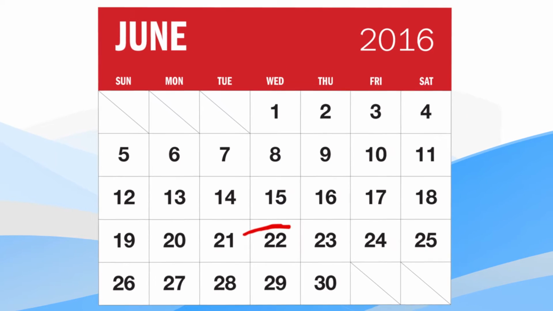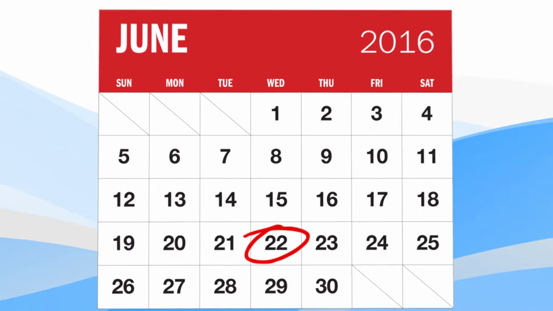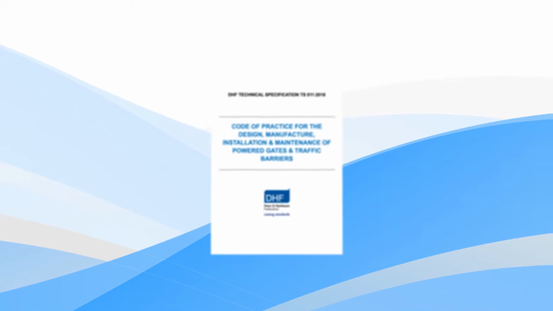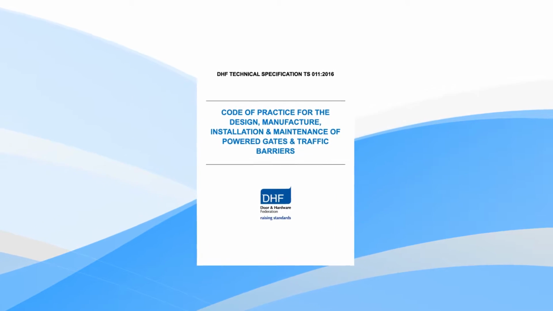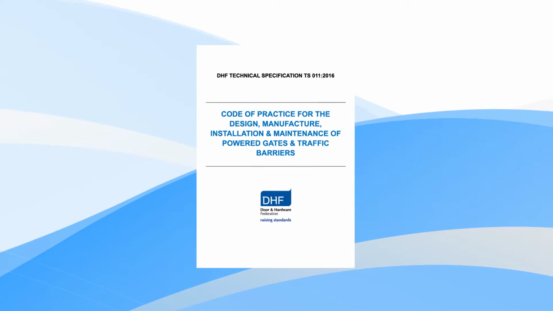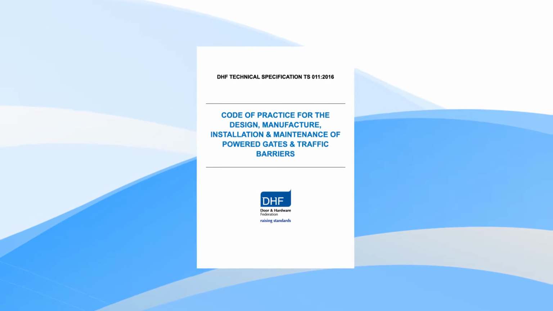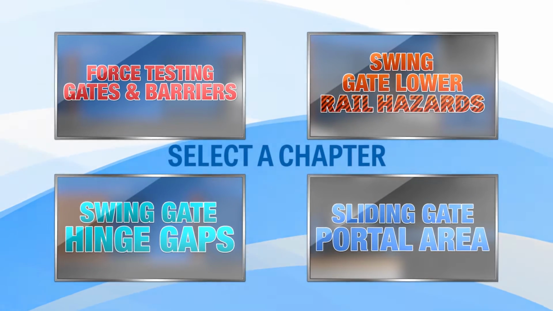As of the 22nd of June 2016, the Door and Hardware Federation, the trade body that represents the UK gate and door industry, has released a new code of practice, DHF TS 011 2016. Several key elements of this code of practice have been designed to demystify complex standards and make things clearer for installers and maintainers of gates and barriers to understand.